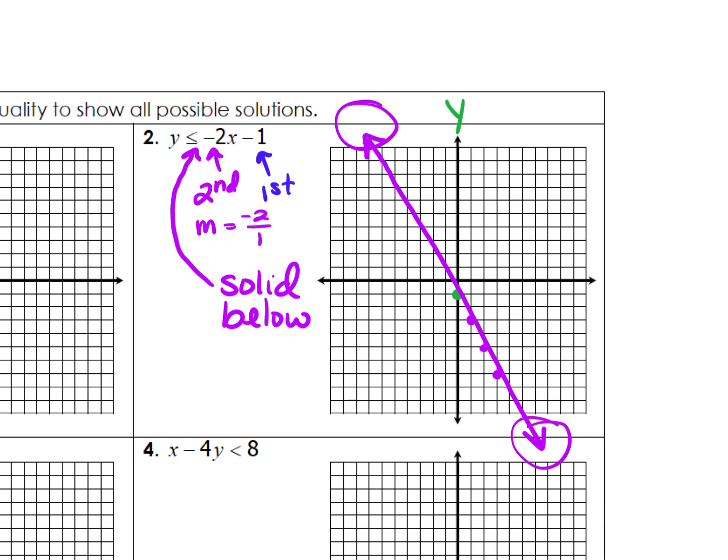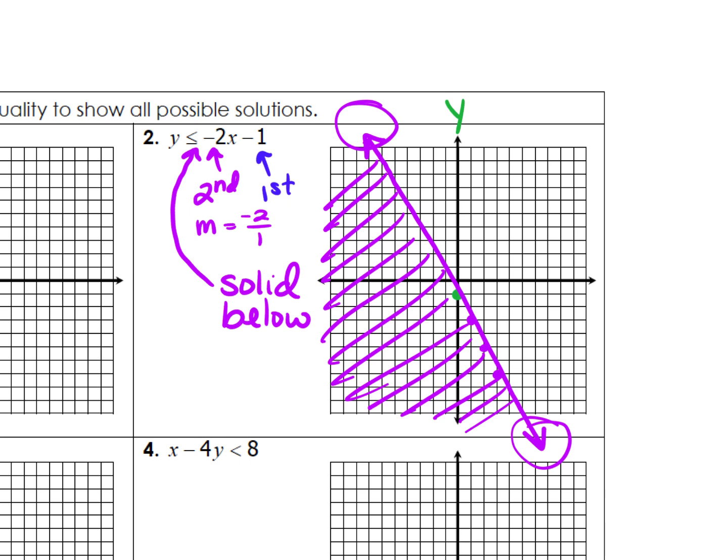So below the line right now really feels a little more like which direction, left or right? To the left of the line. So this would be your shading. And again, if you want to use a highlighter, you can use a highlighter. If you want to do the lines, you can do the lines. Questions on that?